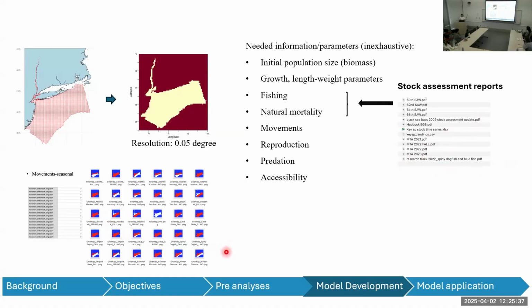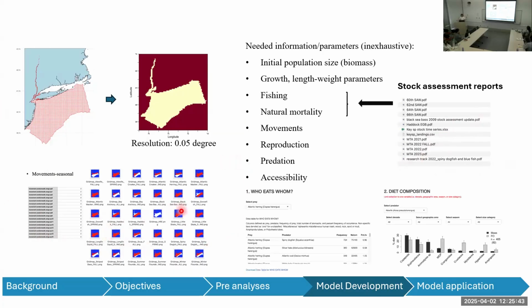As I mentioned, we need to know the spatial overlap situation of prey and predator, so movement maps are critical. And the most difficult part of collecting data is to determine the size ratio between prey and predator. What we did is calculate the ratio between prey and predator by analyzing the diet composition data set. So we know the average size of prey and predator, and then we got the size ratio between prey and predator.